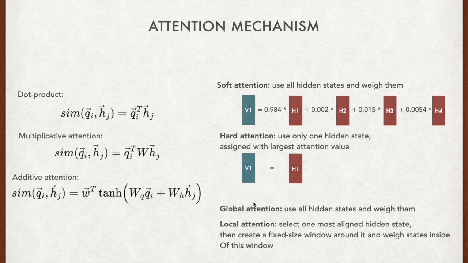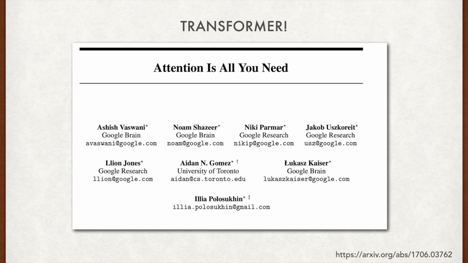Alternatively, instead of using only the most important encoder state, we can also create a window of a given size around that most important state and create a context vector based on the weighted sum of the encoder states inside of this window. This scenario is called local attention. In the rest of today's story, we will use the dot product as the similarity measure and the global or soft attention that takes into consideration all the encoder states. Understanding attention is crucial to understand the main character of today's story, the transformer architecture.